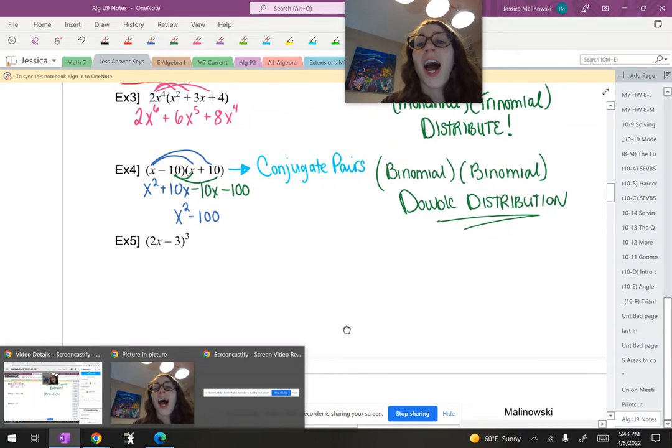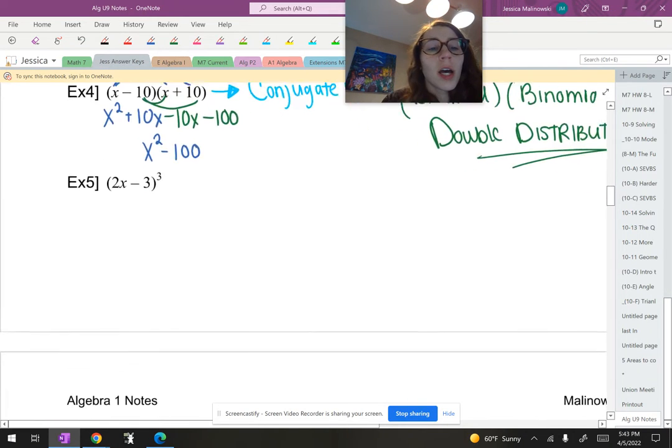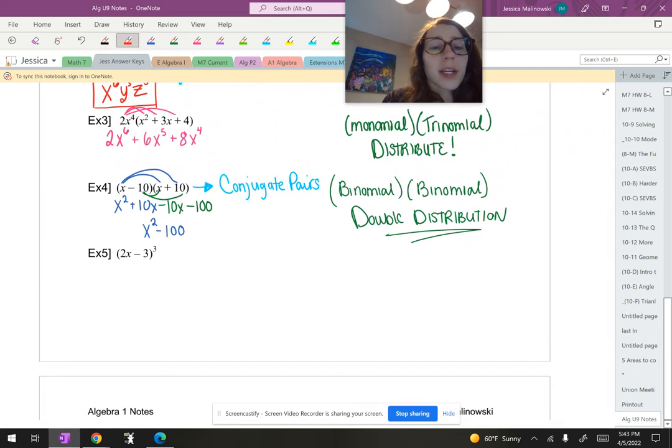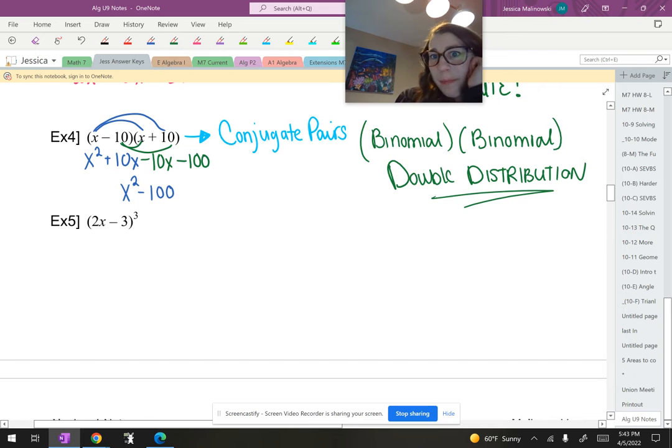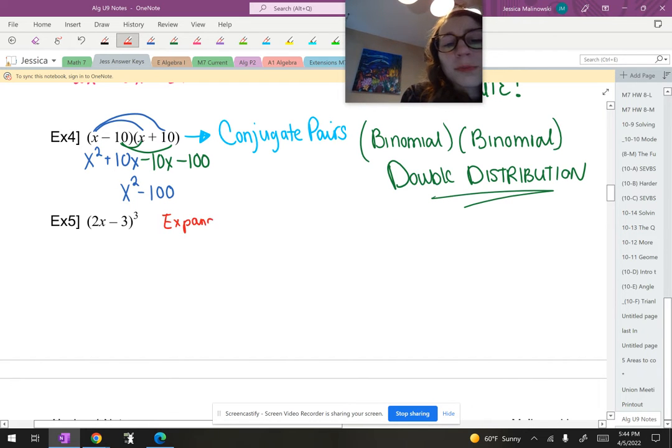Example number 5, cinco. Example number 5, algebra 9-1. Here, we have an exponent. We have a binomial being raised to the third power. Well, when in doubt, you always want to expand it out.